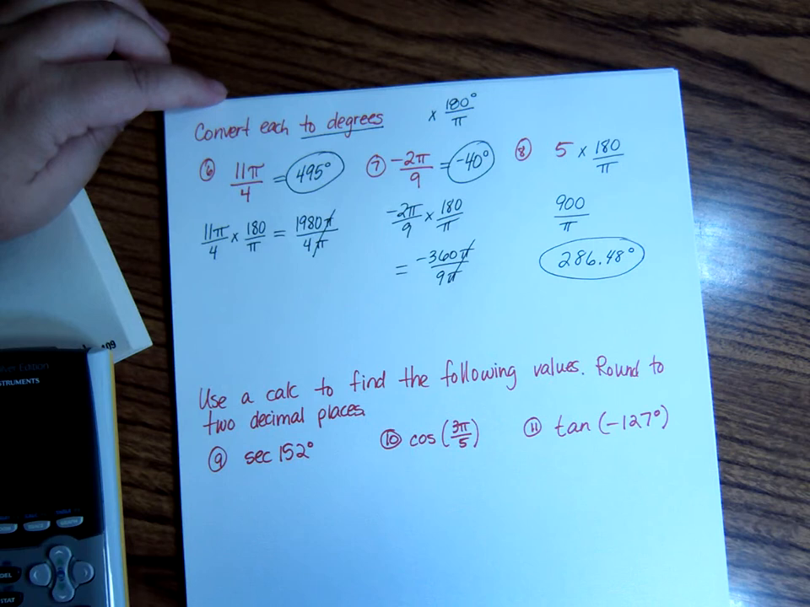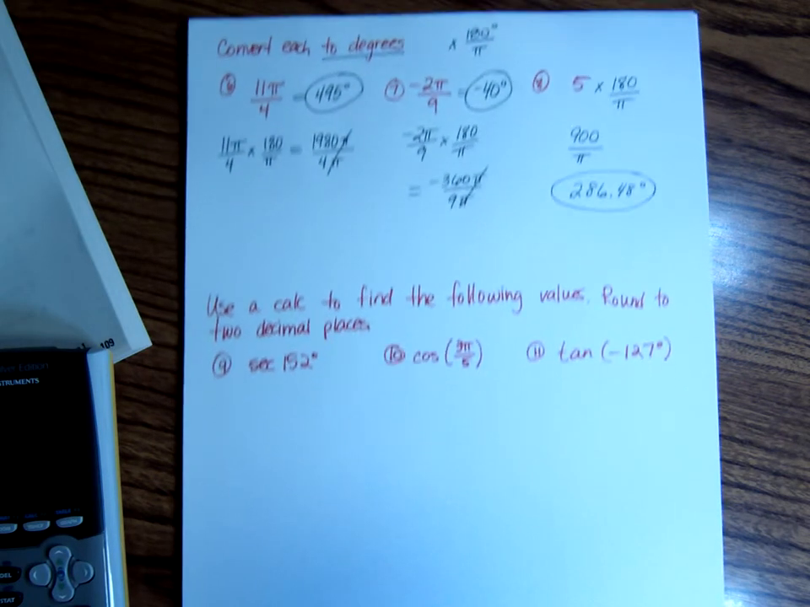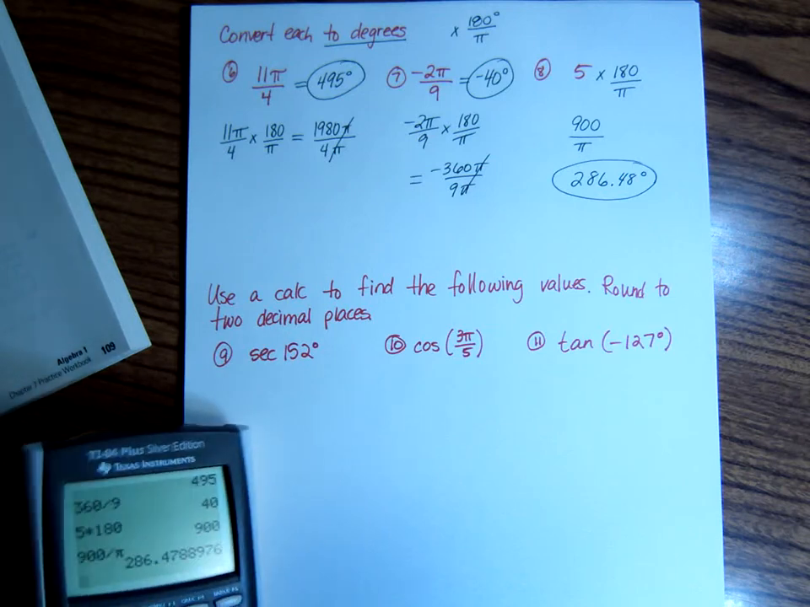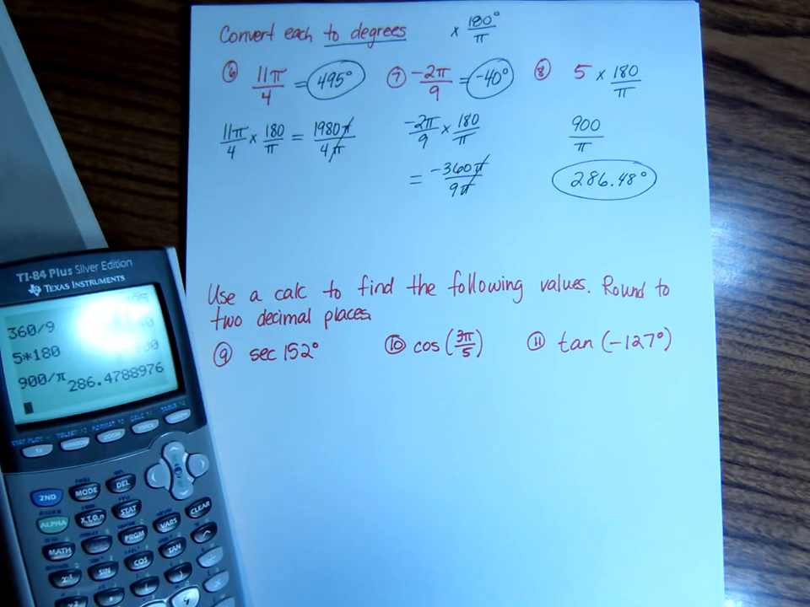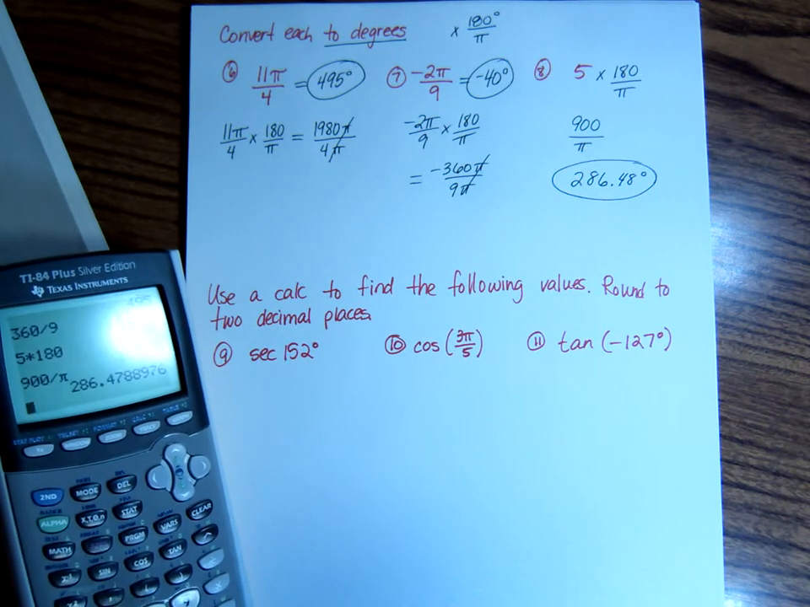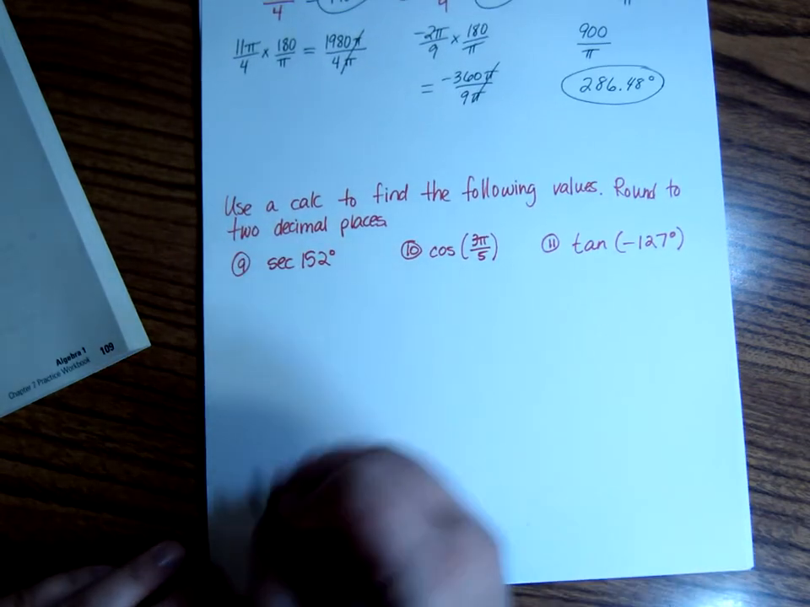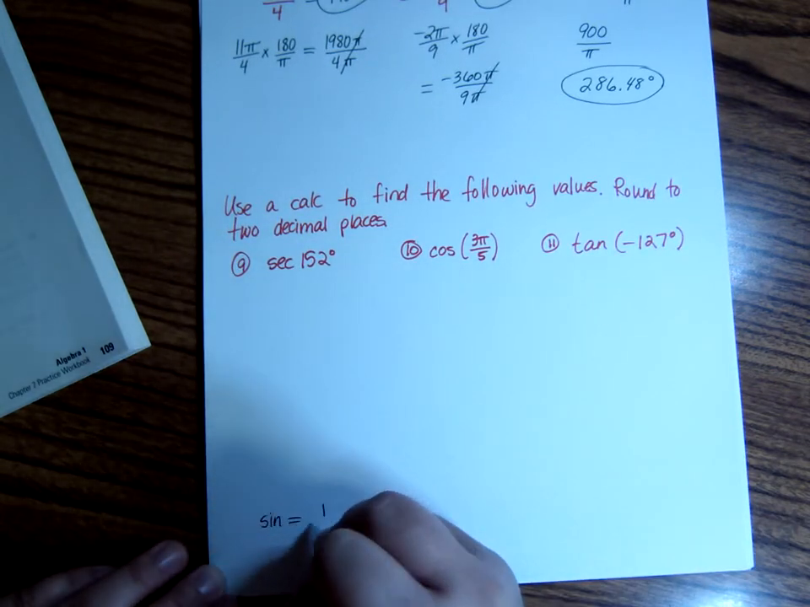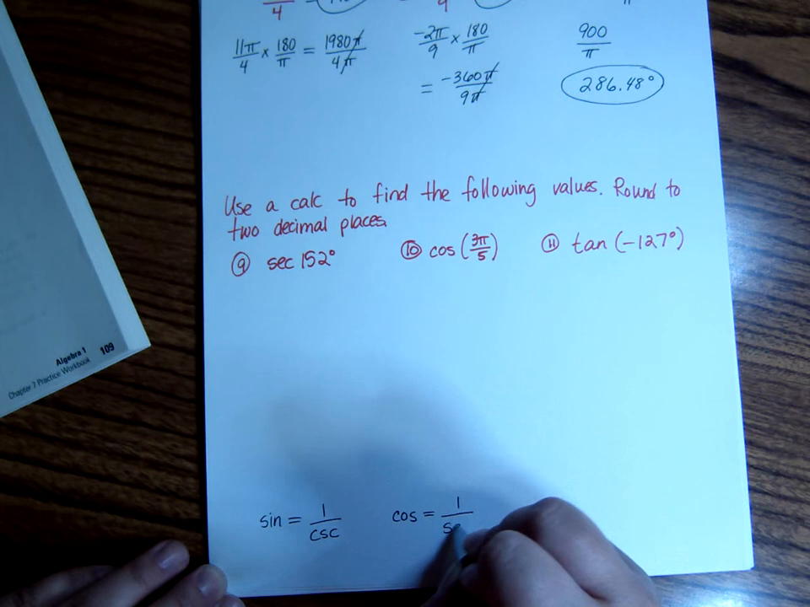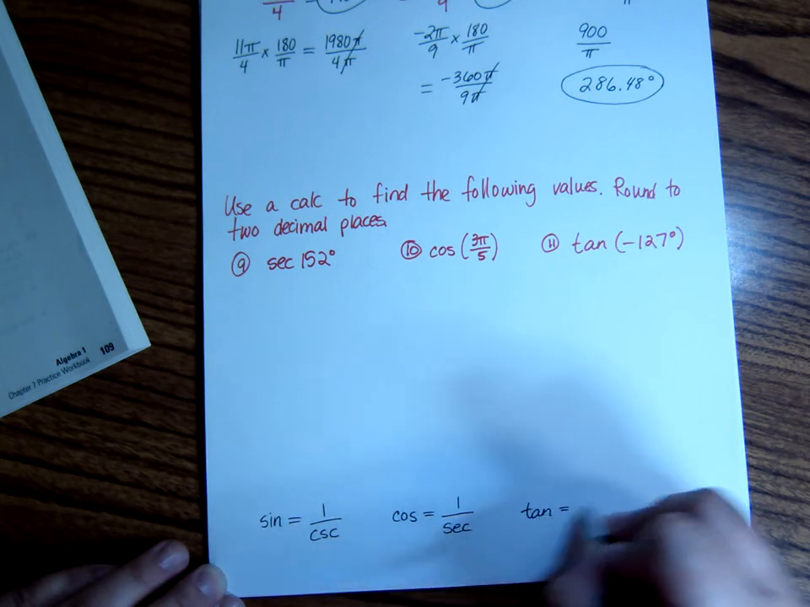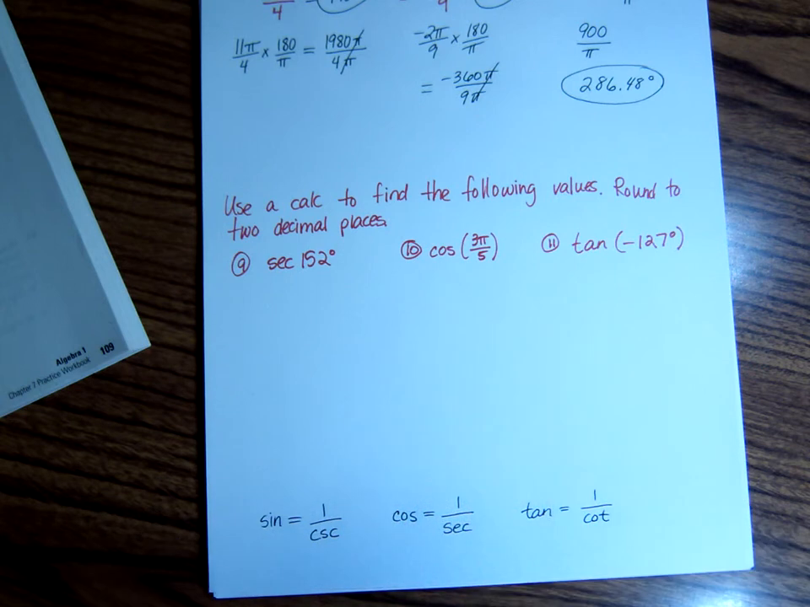All right, next section. Use a calculator to find the following values, round to 2 decimal places. Okay, so first thing is, the main challenge here for most of these things, well, not most, but at least number 9, is that calculators don't have a secant button. We've just got sine, cosine, tangent. So first thing is we have to remember what secant goes with. Remember that sine goes with cosecant, cosine goes with secant, and tangent goes with cotangent.